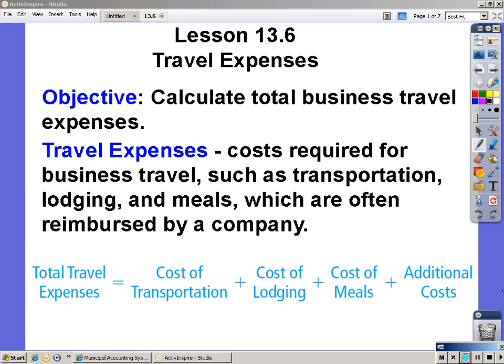Lesson 13.6, travel expenses. The objective is to calculate total business travel expenses. Travel expenses are costs required for business travel such as transportation, lodging and meals, all of which are often reimbursed by a company. The formula that we're going to be using today is total travel expenses equals the cost of transportation plus the cost of lodging plus the cost of meals plus additional costs.